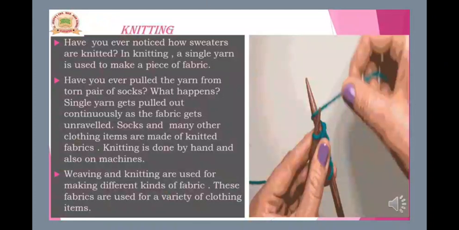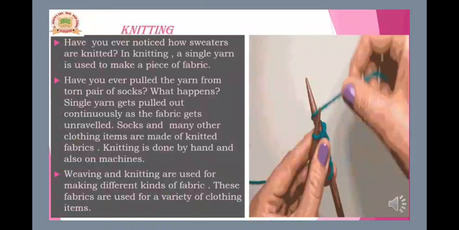Knitting: have you ever noticed how sweaters are made and how knitting is carried out? A single yarn is used to make a piece of fabric. Have you ever pulled the yarn from a pair of socks? What happens? A single yarn gets pulled out continuously as the fabric unravels. Socks and many other clothing items are made of knitted fabrics.